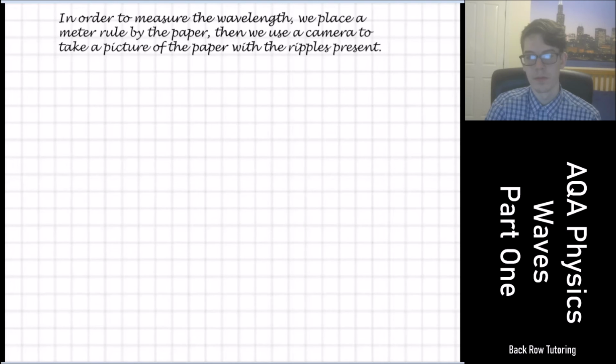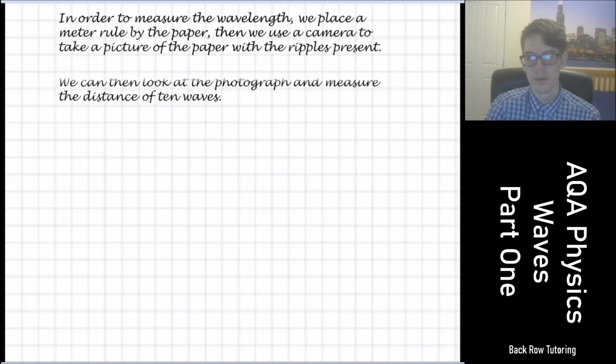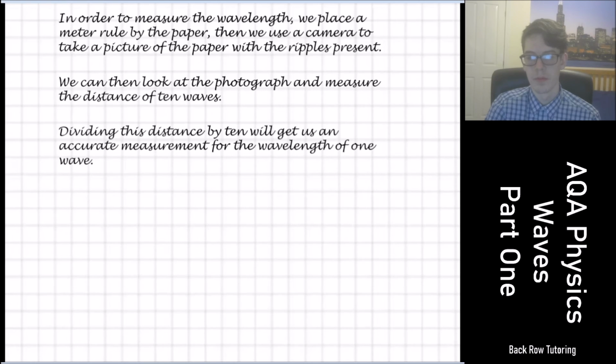In order to measure the wavelength, we place a meter rule by the paper. Then we use a camera to take a picture of the paper with the ripples present. We can then look at the photograph and measure the distance of 10 waves. Dividing this distance by 10 will get us an accurate measurement for the wavelength of one wave.